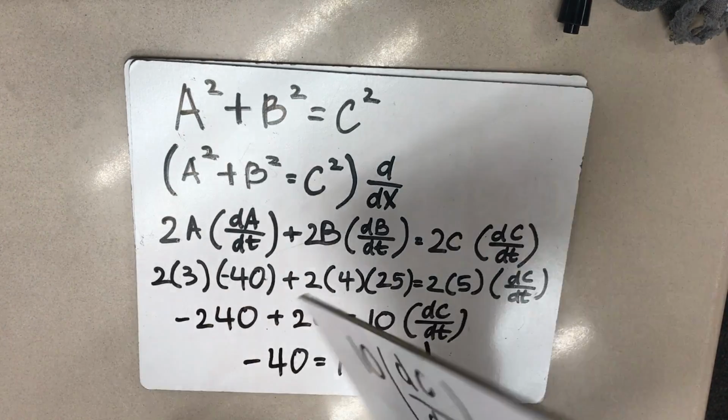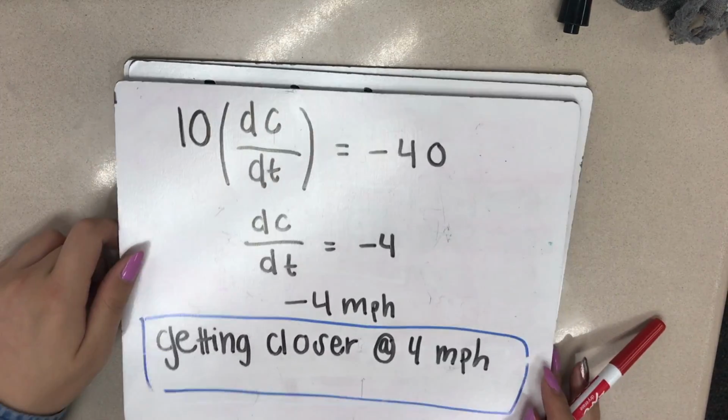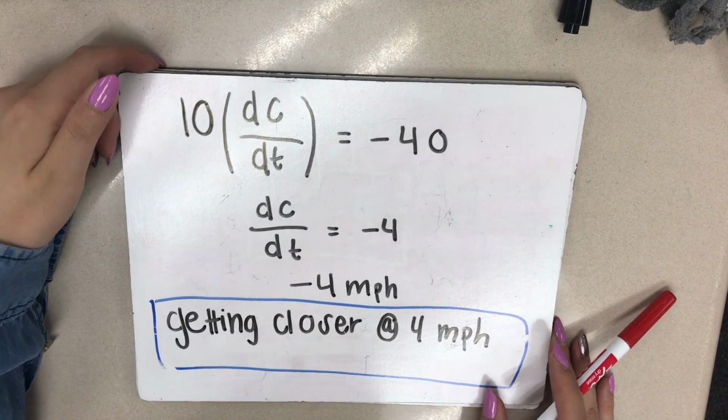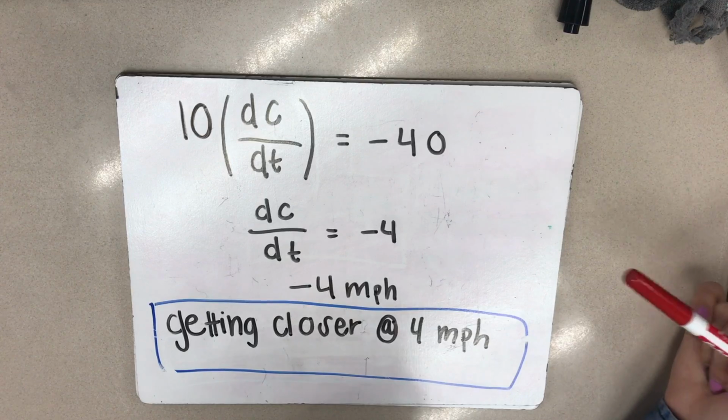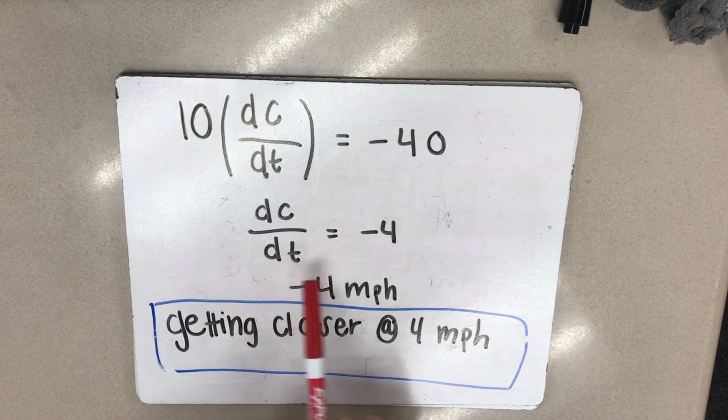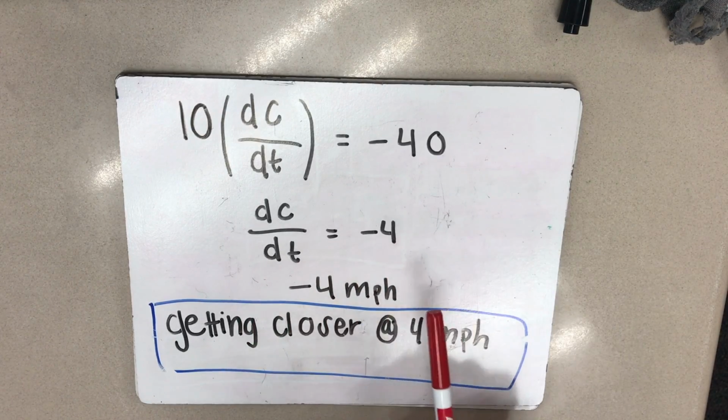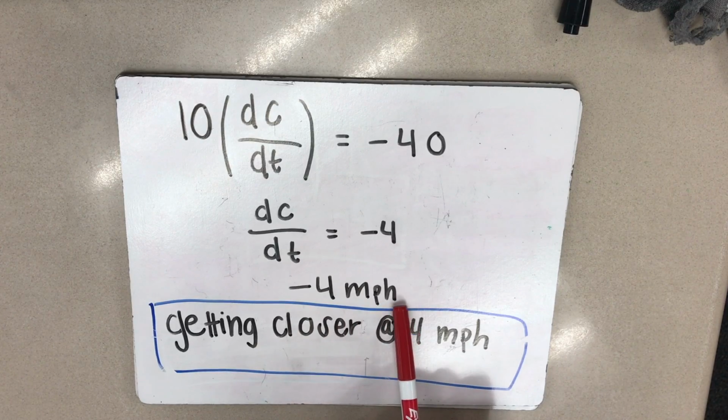Now from there, we get this equation, and this is just copied from the last slide. And when we do some simple division, we get dC/dt equals negative 4. And this is negative 4 miles per hour.